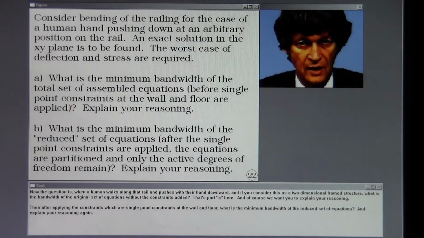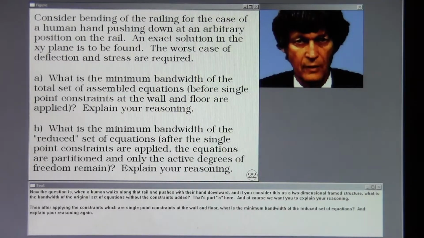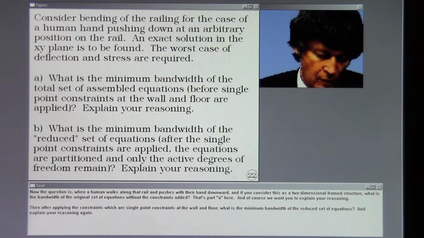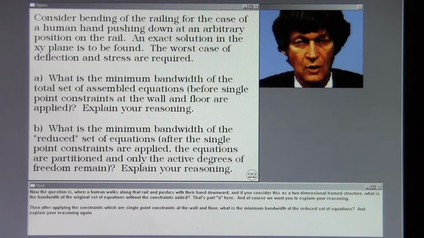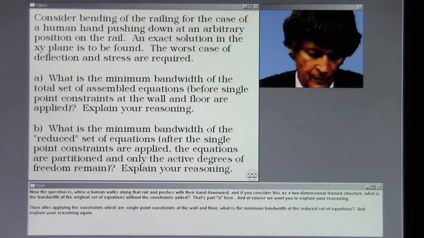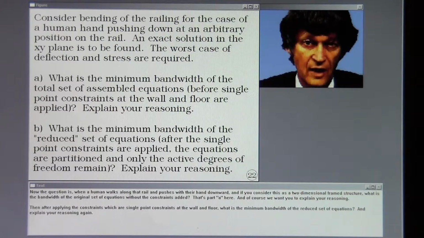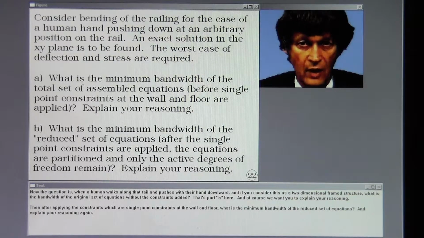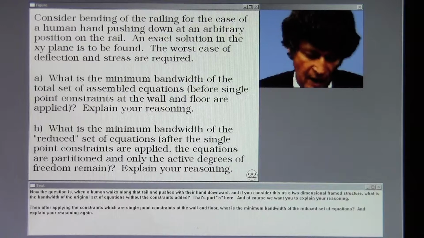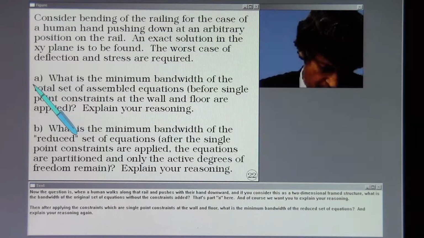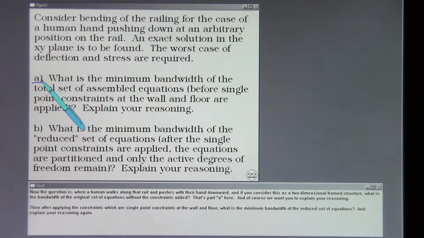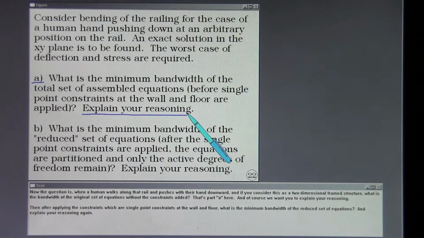Now the question is, when a human walks along that rail and pushes with their hand downward, and if you consider this as a two-dimensional frame structure, what is the bandwidth of the original set of equations without the constraints added? That's part A here. And of course we want you to explain your reasoning.